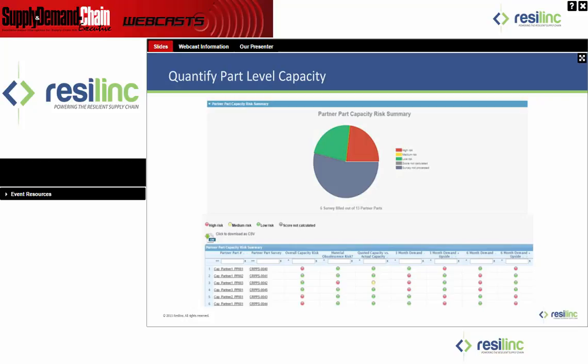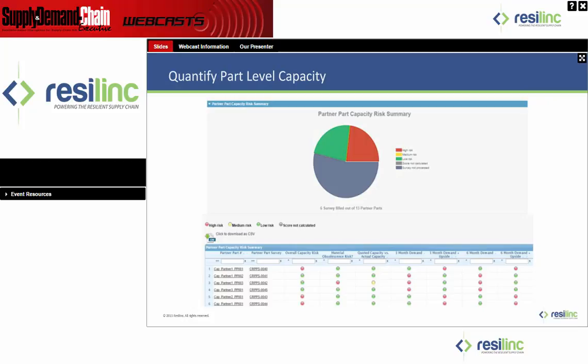Then we have a set of analytics that help you understand and quantify part level capacity. This set of analytics is similar to the previous one, but at a part number level. The combination of the pie chart and the table again give you an at-a-glance report on the part level capacity risk. The pie chart, as before, also gives you a way to quickly drill down into what your high, medium, low risk parts are. And the accompanying table gives you finer grain information about what is the cause of that level of risk in that particular part.